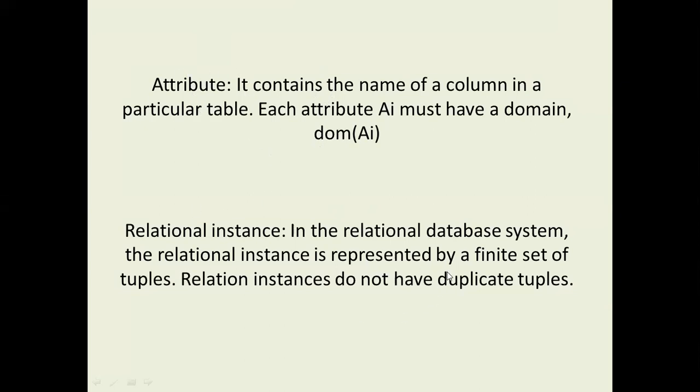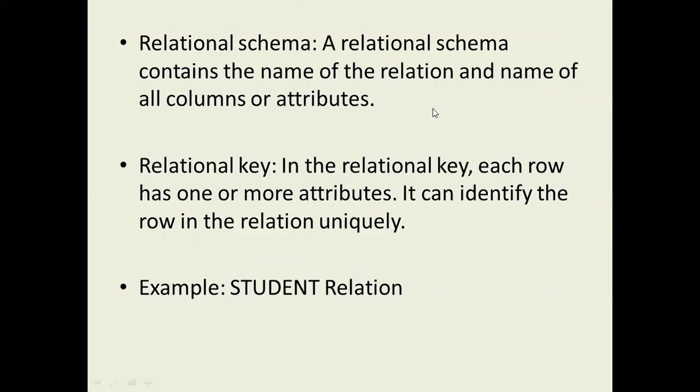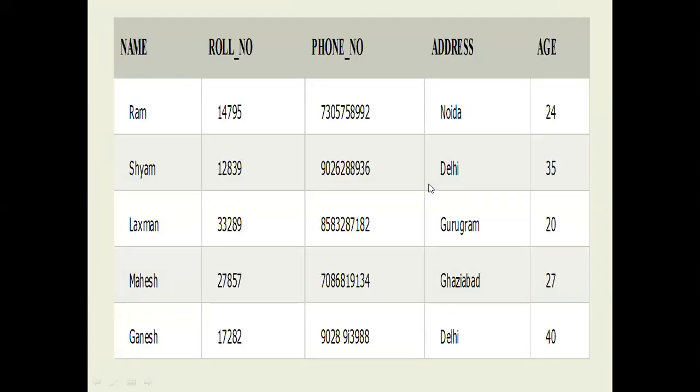Relational instance is nothing but the number of rows in a table. Relational schema is the number of columns and the name of the table, completely referred to as a relational schema. A relational key is nothing but something that uniquely identifies the data from the database.